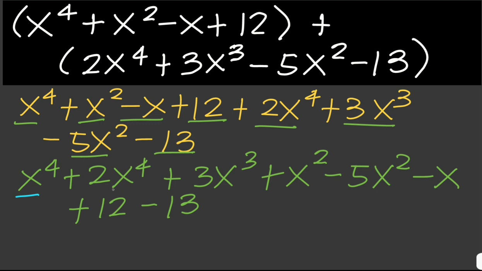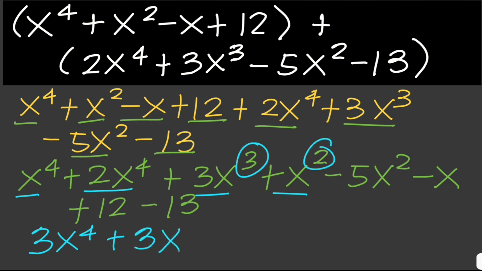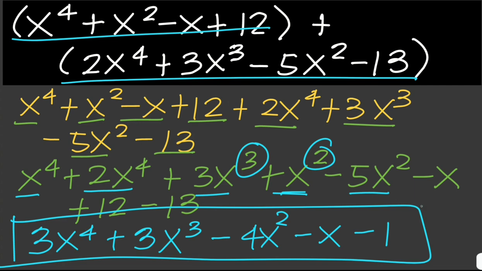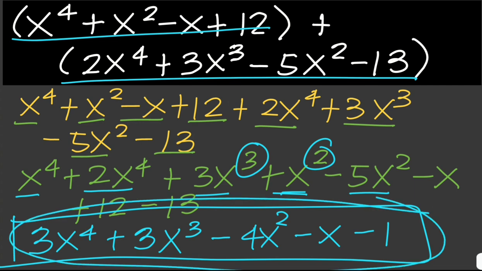We just simply add x to the fourth and 2x to the fourth. So this would be 3x to the fourth. And this one, oh no, we cannot add this one because they have different exponents. So we just copy 3x cubed, and then we add x squared and negative 5x squared. This would give us negative 4x squared, and then we copy negative x. Then 12 minus 13 is equal to negative 1. So this is our answer here. When we add these two polynomials, the result would be 3x to the fourth plus 3x cubed minus 4x squared minus x minus 1.